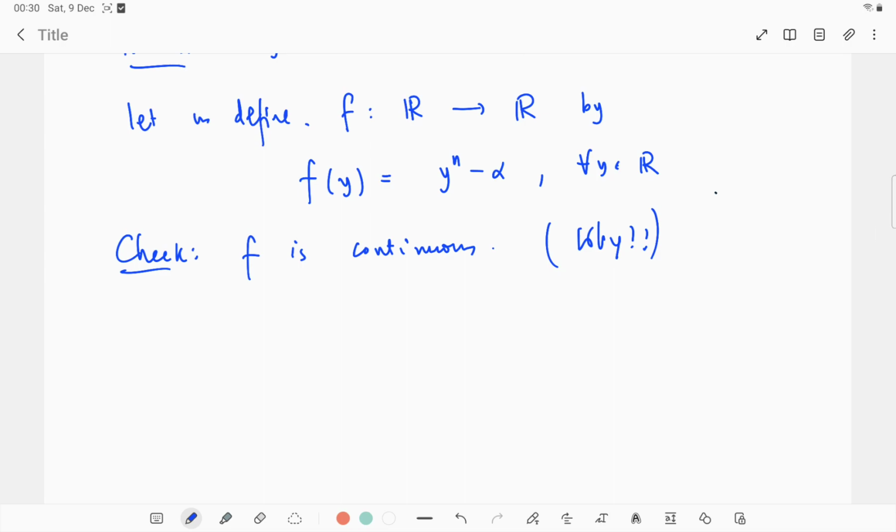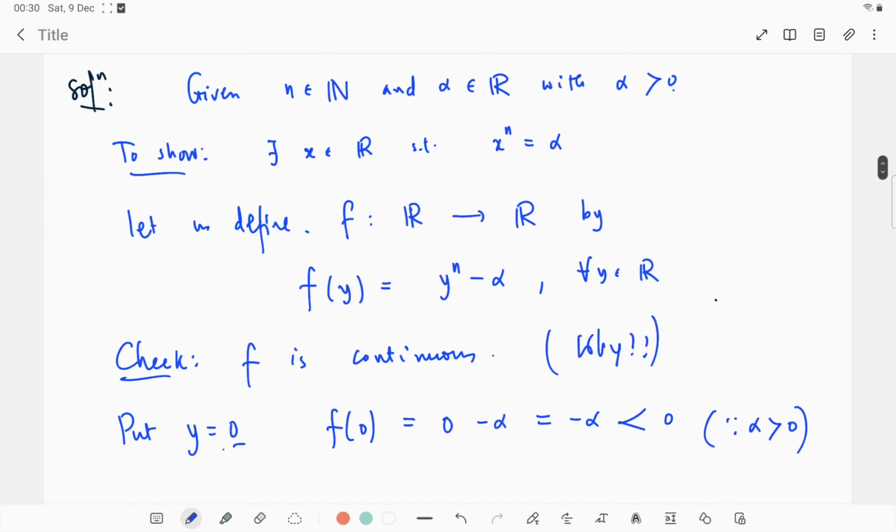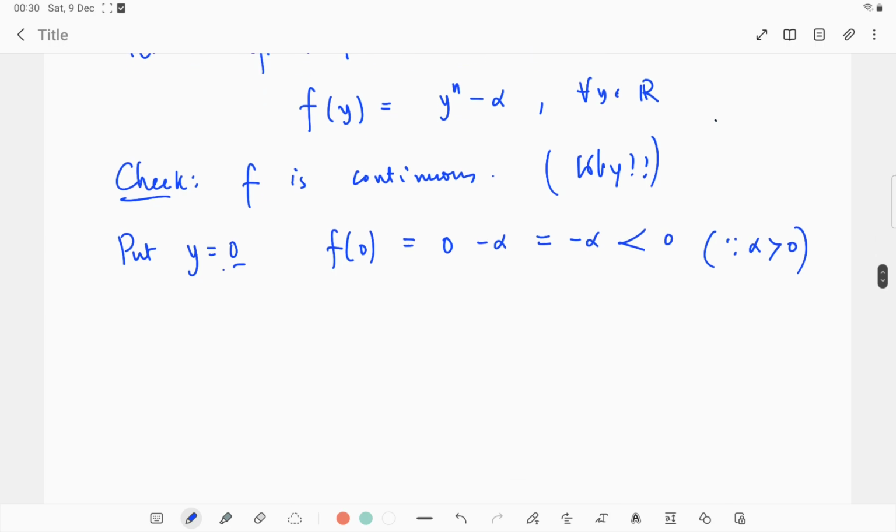Now let's put y equal to 0. Then f of 0 is 0 minus alpha, which is equal to minus alpha, so it is negative, since alpha is a positive real number. We are given that alpha is a positive real number.